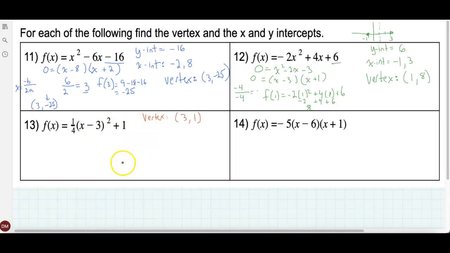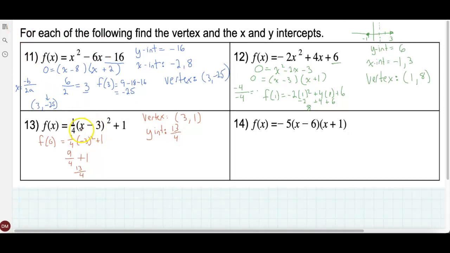How do I find out, let's see, I think it would be simple to find the y-intercept, because that's when f is f of 0, right? So x is equal to 0. So that's 1/4 times, this becomes (-3) squared, plus 1. That's 9. So 9/4 plus 4/4, or 1, is 13/4. Okay, so the y-intercept is 13/4.